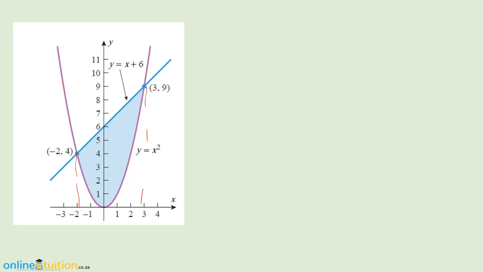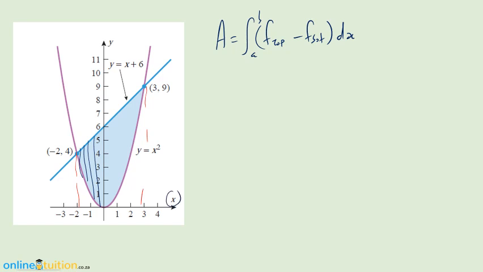Gosh, man. So let's have a look. We're going to partition like this, cutting into vertical strips. If it's vertical, the area would always be from A to B of F top minus F bottom dx, in this case because it's x here. And we know it runs from minus 2, that's the point of intersection, all the way to 3.